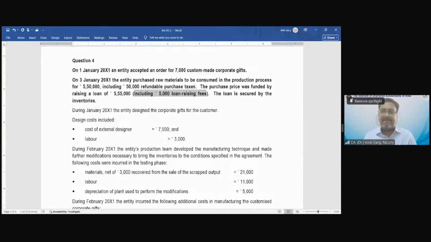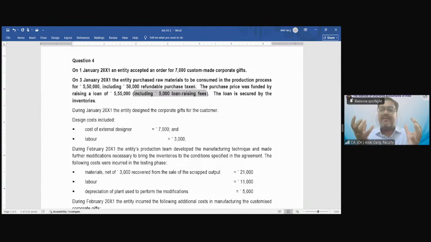No, sir. And how have you concluded no? No, because it is a financing cost and not a cost that is necessary to make the inventory. Very good. So nicely replied. I was expecting this answer only.